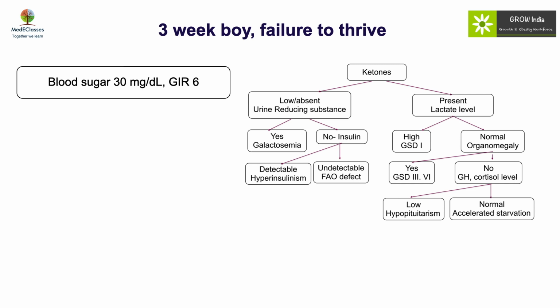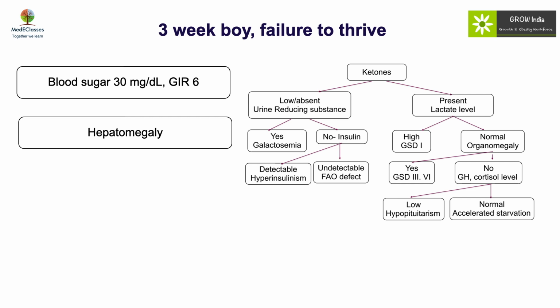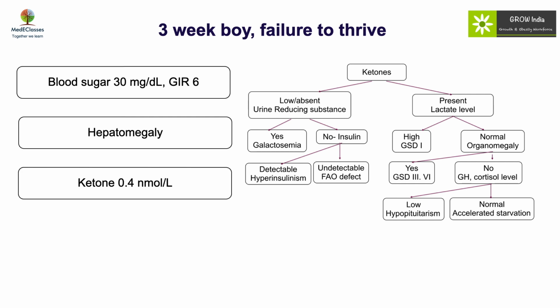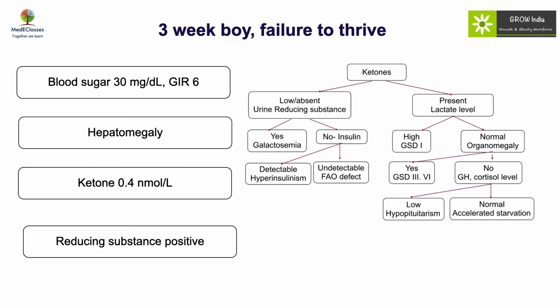Blood sugar is 30, glucose infusion rate is 6. There is a massive hepatomegaly. Ketone is not there. So what we are looking at in that setting is reducing substances, because ketone is absent. Reducing substances are positive. So this is a case of galactosemia.